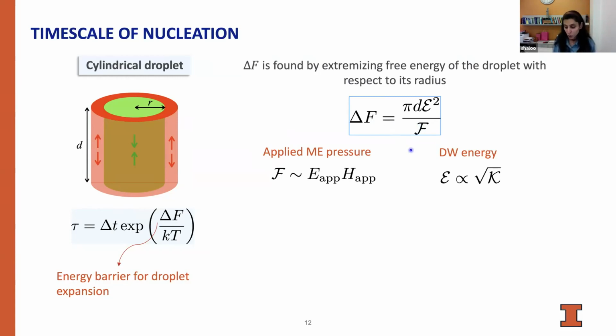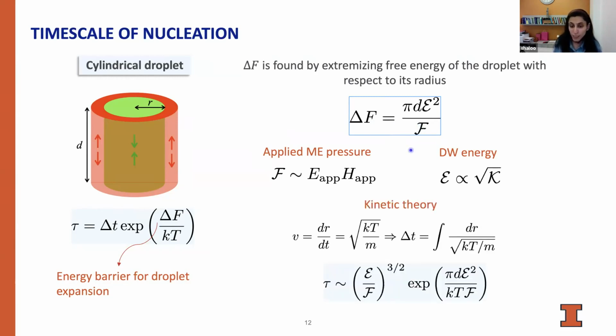And we can combine this with the kinetic theory of domain walls and estimate the time scale of reversal. So we get this exponent, all is great. One thing I will mention, of course, is that if I applied a lot of magnetoelectric pressure, lots and lots of electric field, I'm going to make this process faster and faster.